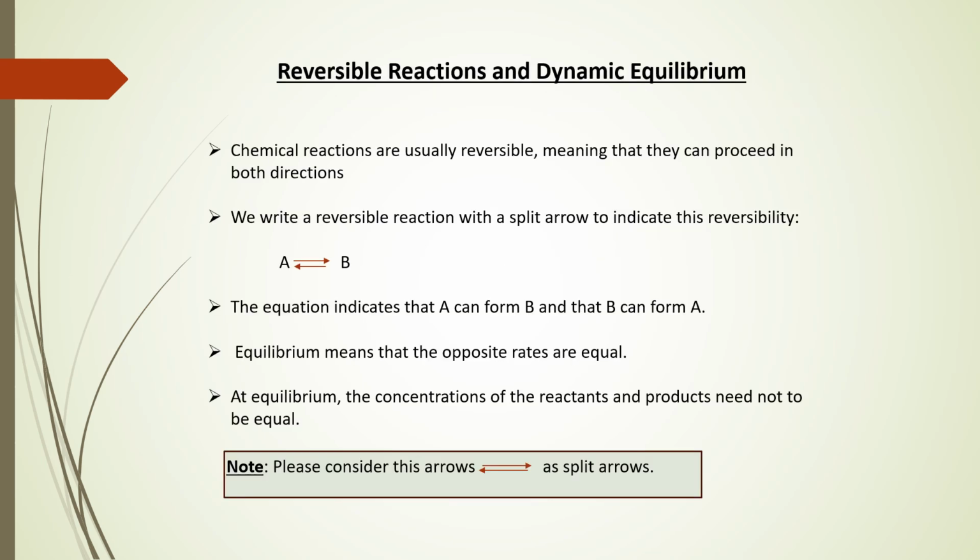Chemical reactions are usually reversible, meaning that they can proceed in both directions. We write a reversible reaction with a split arrow to indicate this reversibility. The equation indicates that A can form B and B can form A. Equilibrium means that the opposite rates are equal. At equilibrium, the concentrations of the reactants and products need not be equal.